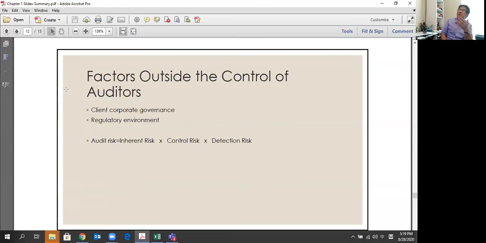So what's the risk? What's the nightmare of auditors, right? Their opinion is incorrect, right? So here we have audit risk. Audit risk is the probability that the audit opinion given by the auditors is not correct or is incorrect. That's audit risk. Audit risk is a probability that the audit opinion given is incorrect.